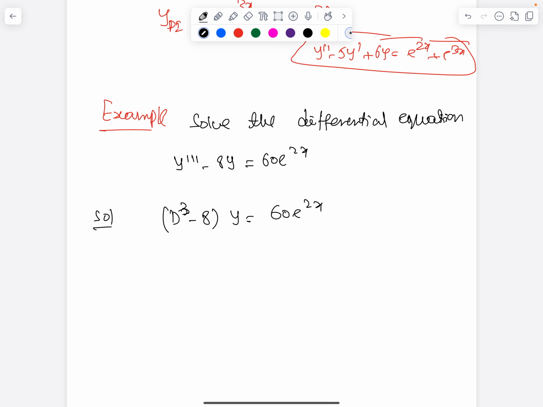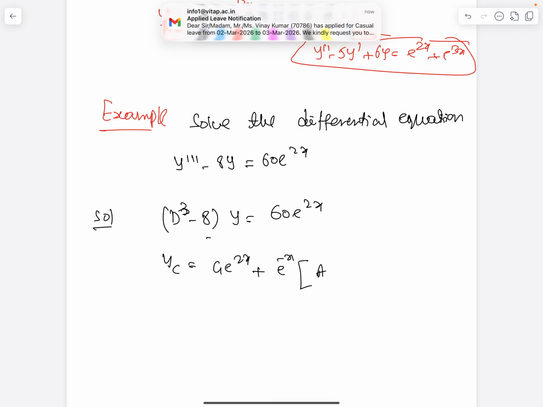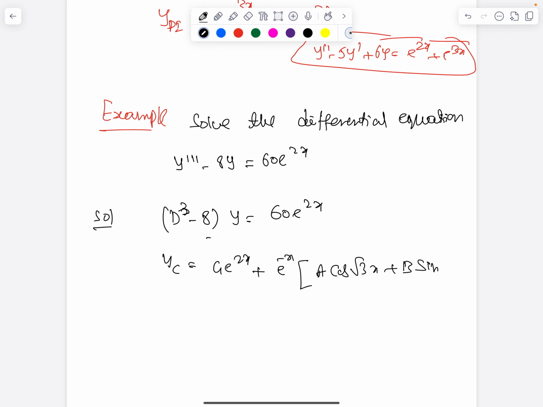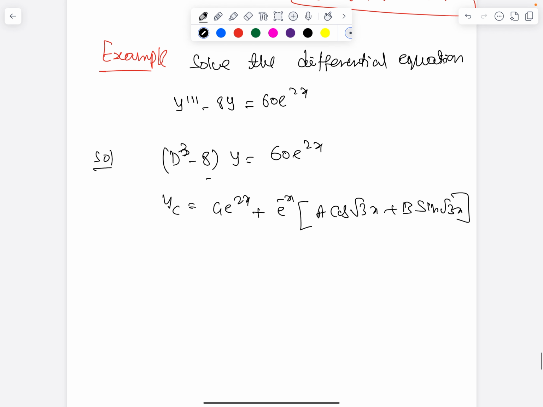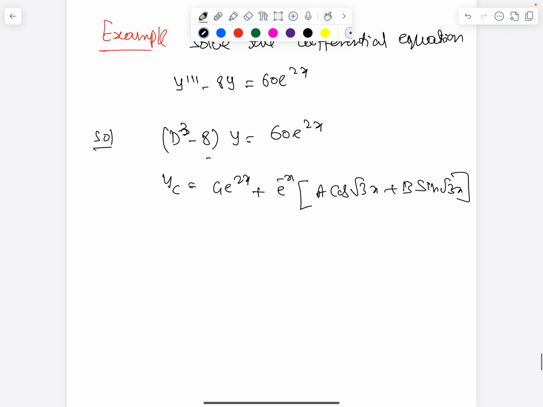Here we are only finding the particular integral, but if you want to solve for yc, 2 is one root, therefore c1 e power 2x you can get immediately, and you have a complex root. Because 3 roots are there, the other complex roots are minus 1 plus or minus i root 3, therefore that gives a constant times cos root 3x plus another constant times sine root 3x. So this is the yc, and we are moving to yp.